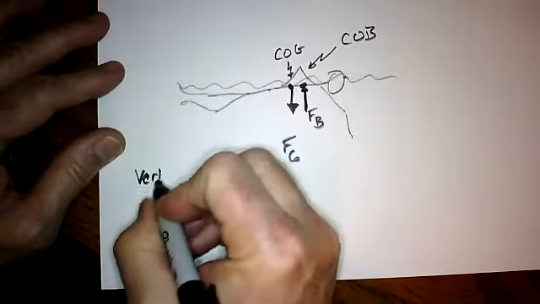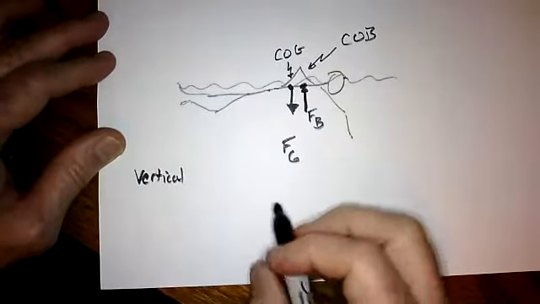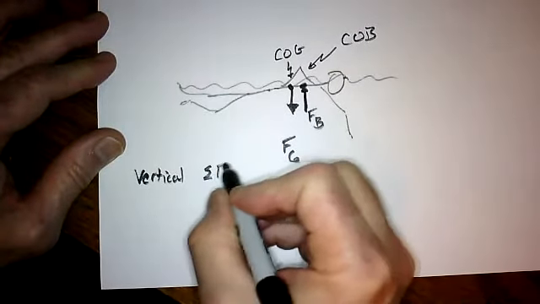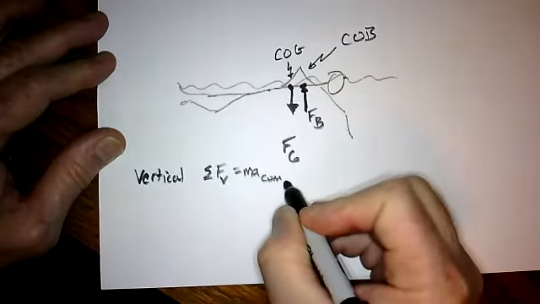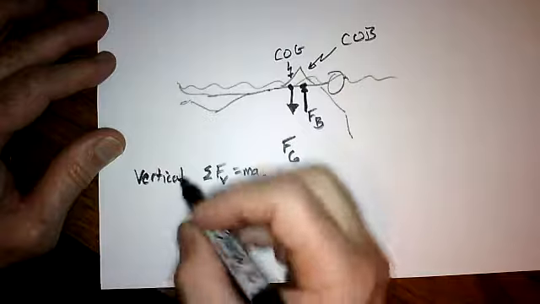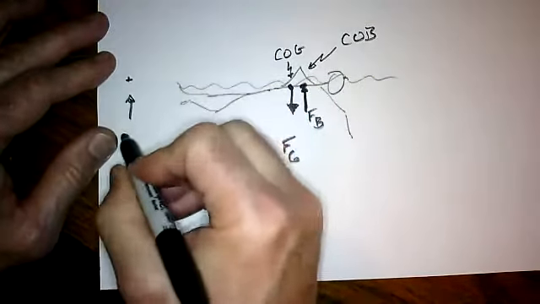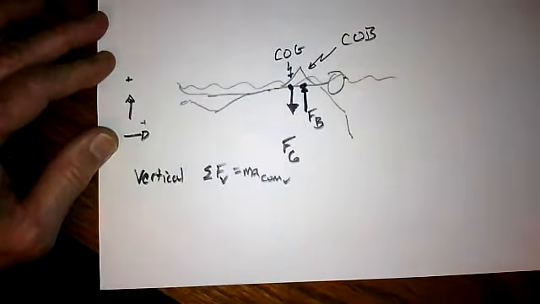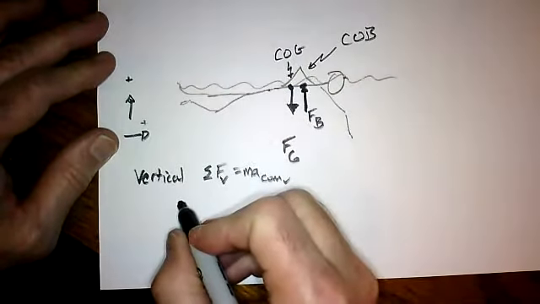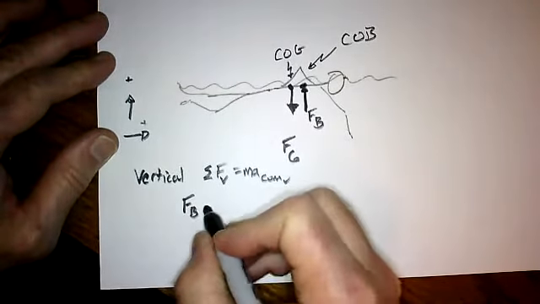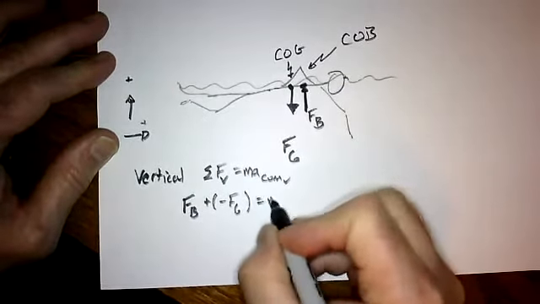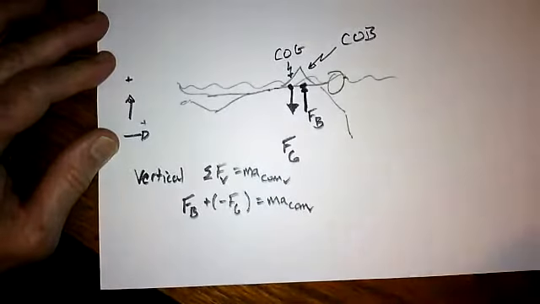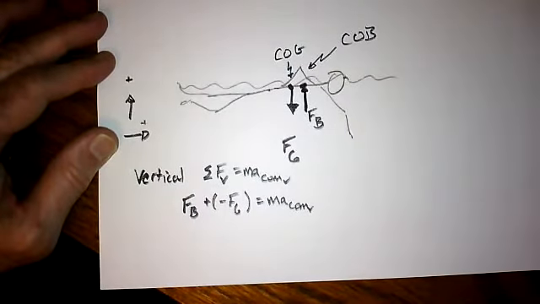And let's see, how do I want to do this? I'll do it over here. I'll do vertical. Equation of motion, sum of forces in the vertical direction equals m a_COM, center of mass, in the vertical direction. And in this case, we're using up as positive and forward motion is positive, our reference frame. So we would have our equation, buoyancy force would be positive plus negative force of gravity equals m a_COM,v. That's our equation of motion.